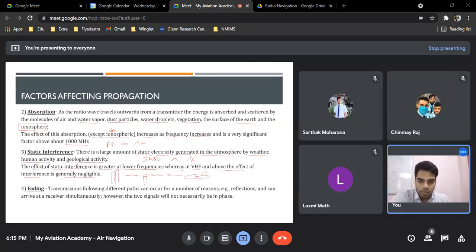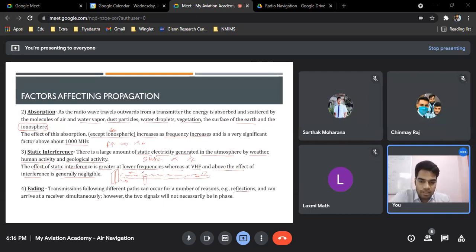Now this building, what happened is, because the radio wave also traveled in this direction, it came back after reflecting and hit the aircraft. This is known as fading. Transmissions following different paths can occur for a number of reasons, for example reflections, and can arrive at the receiver.